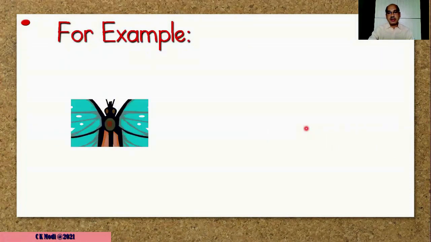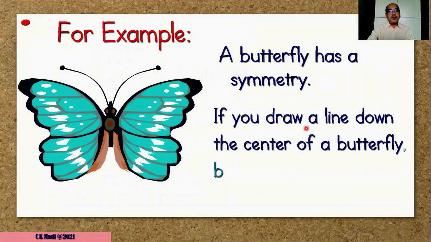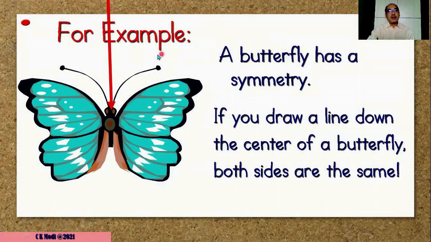Now, a few more examples. Look at this example, a butterfly. The butterfly is symmetrical. So how can we say that it is symmetrical? Look at this. If we draw a line passing down the center of the butterfly, which divides it into two parts, both these parts are mirror images of each other. So this part is a mirror image of this part, and therefore it is symmetrical.